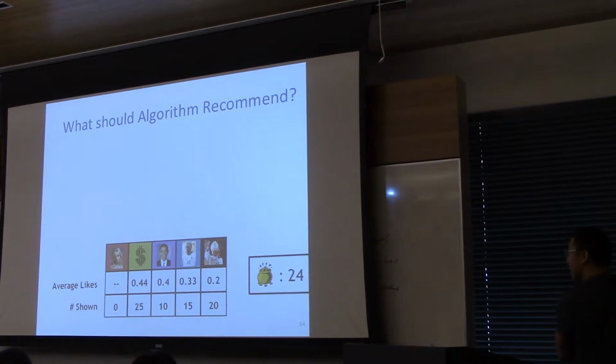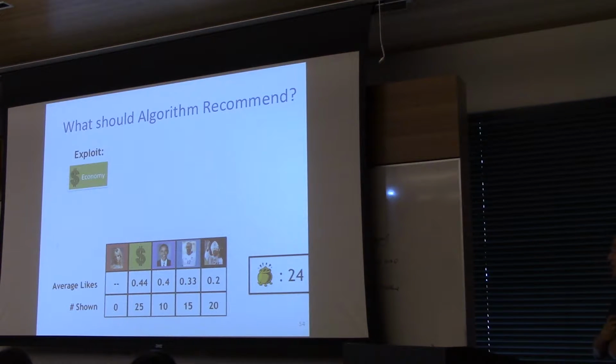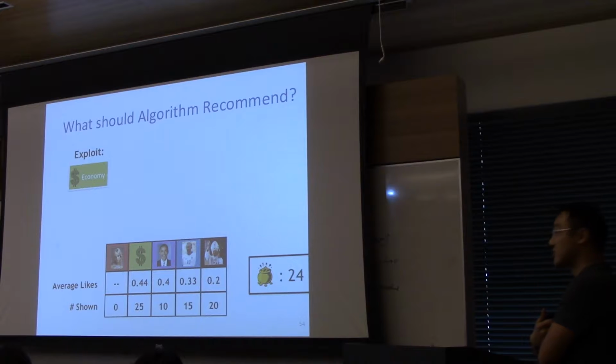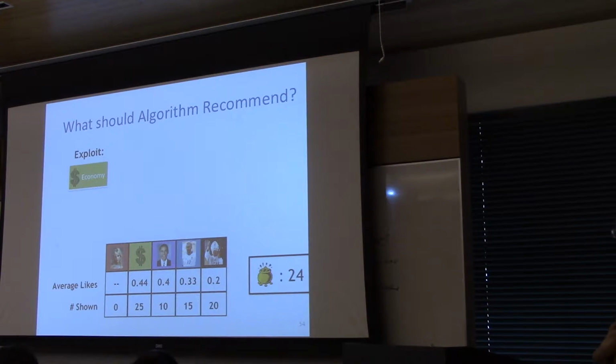Well, on the one hand, we can recommend an article about the economy because articles about economy, according to our current knowledge about the user, has the highest average reward. Right? So given what we know, this has the best chance of being liked by the user. This is known as exploit. We exploit our current knowledge.